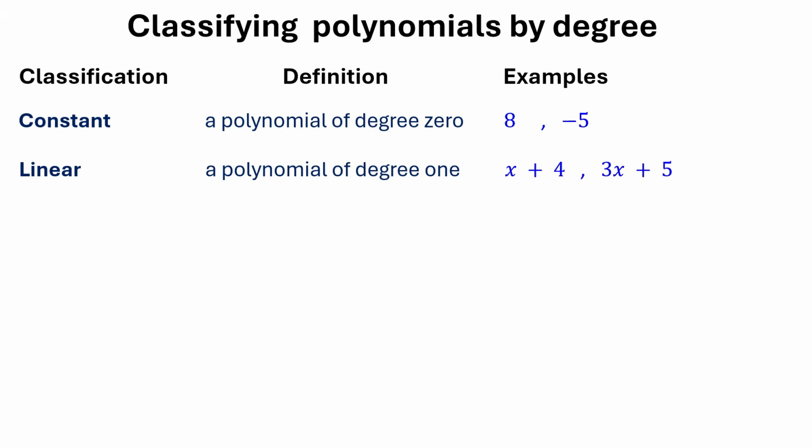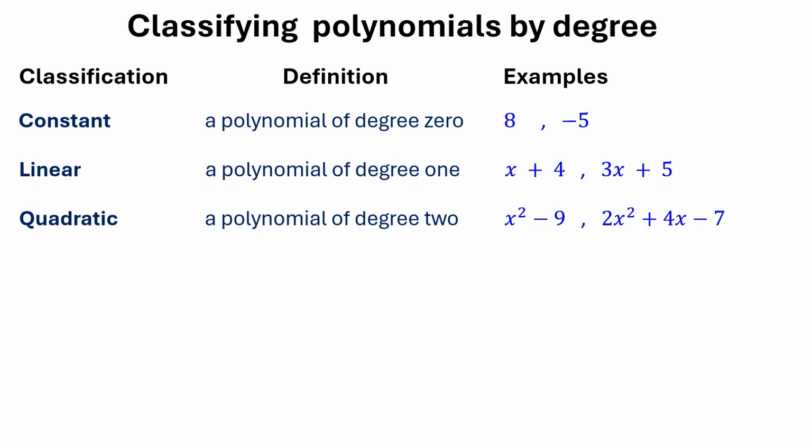A polynomial of degree 1 is called a linear polynomial. Look at x plus 4 and 3x plus 5. In both polynomials, the highest exponent on x is 1. We just don't usually write it. So, because the degree is 1, both are linear polynomials.